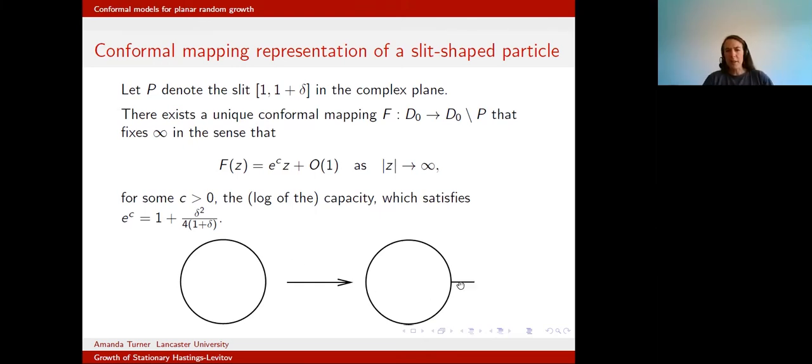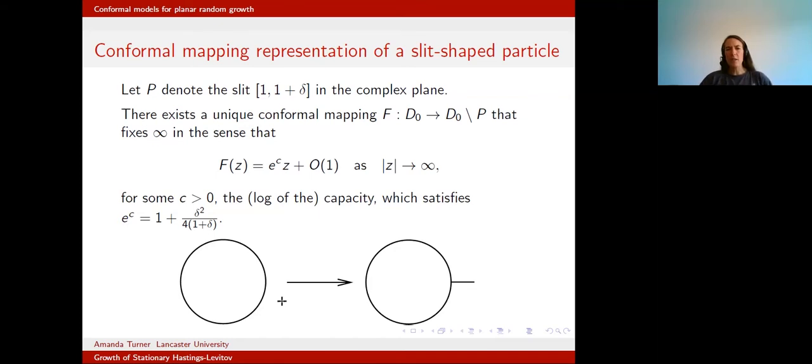Sometimes it's convenient to talk about the slit length. Sometimes it's convenient to talk about the capacity. If you're not happy with capacity, just think of it as a measure of the size of the slit. So it's just a function of the size of the slit in this way. And in particular, small capacities correspond to small slit lengths. Okay, so that's how we construct a single particle.